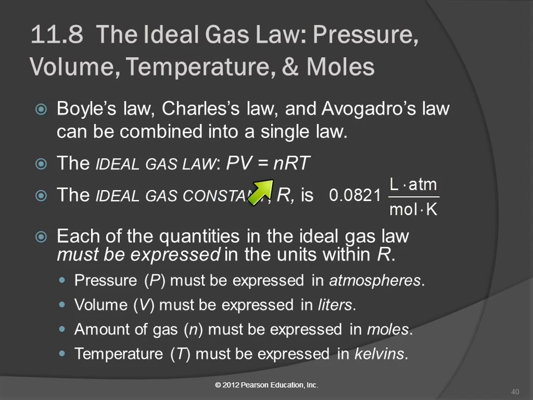Some students remember this by saying "Pivnert." But this is a really important equation to remember. We've encountered pressure and volume, N was moles of gas, and T was temperature. What unit? Kelvins. Got to use kelvins for the temperature. And then there's this new thing, R. R is a constant. It's called the ideal gas constant, and it's 0.0821 liter atmospheres per mole Kelvin.